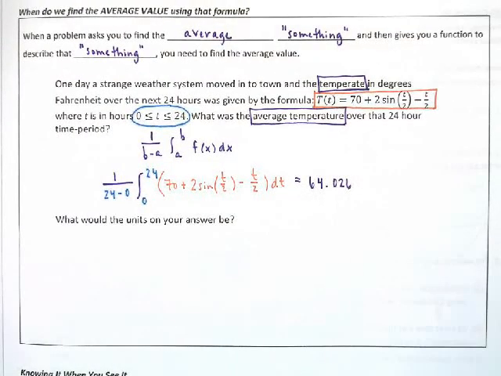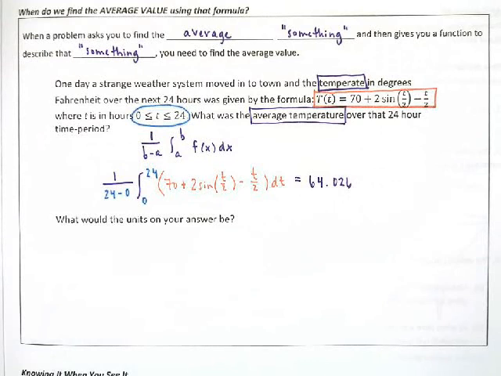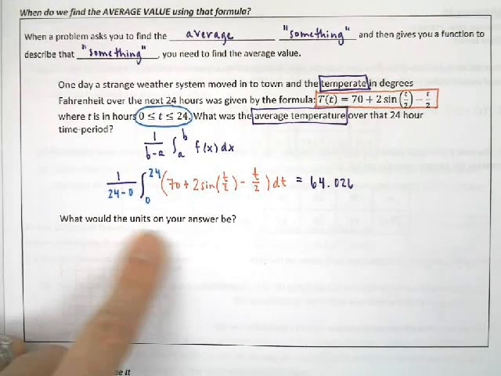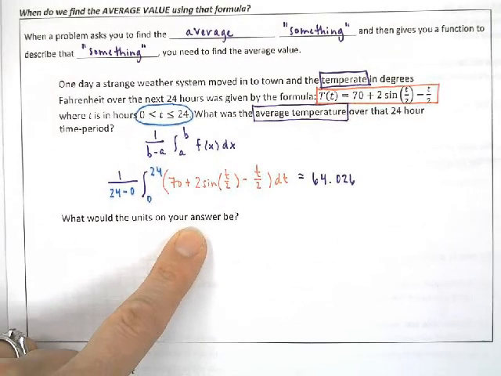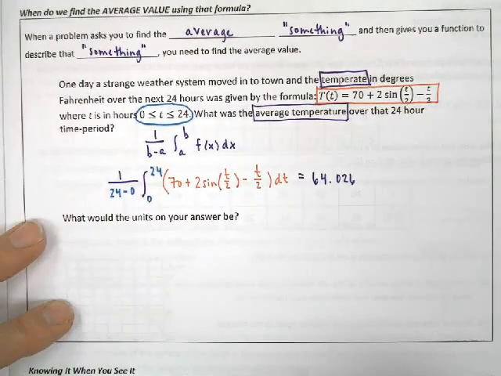64.026 is my average temperature. Now, the big question is, what would the units on your answer be? So here's where we have to think a little bit. I'm going to think about this.